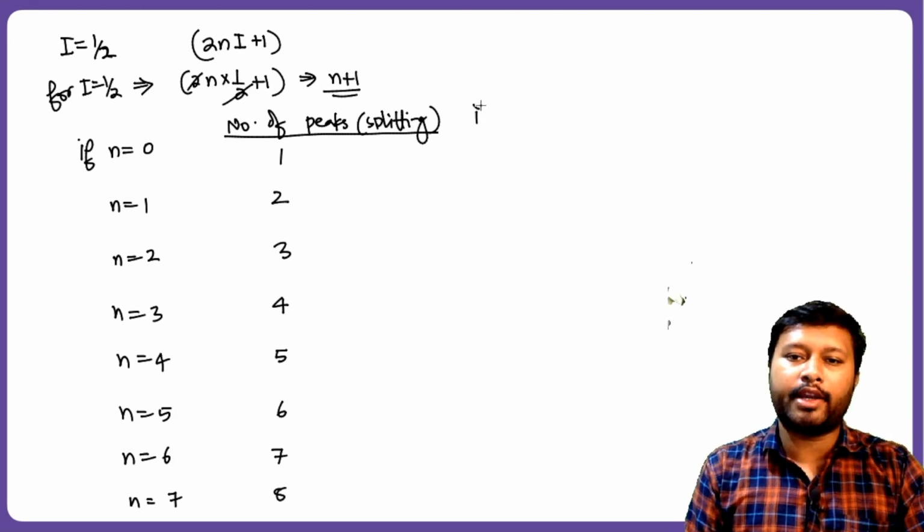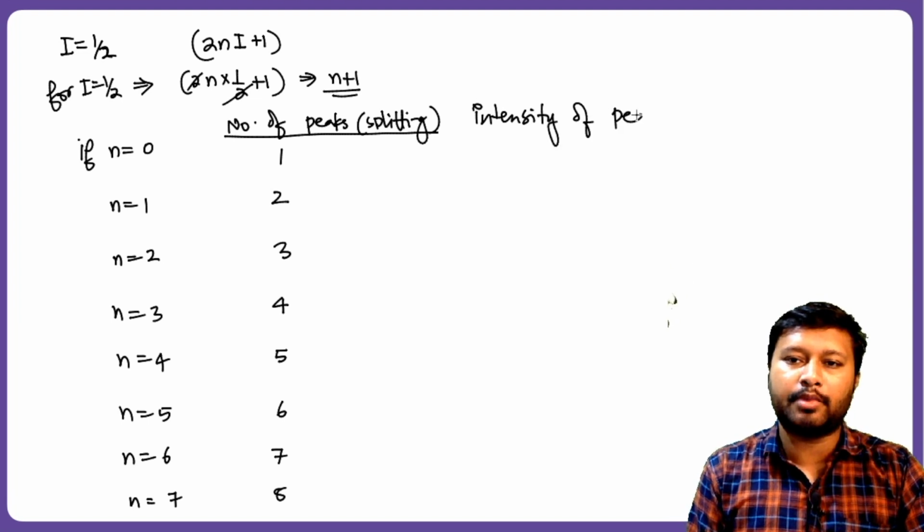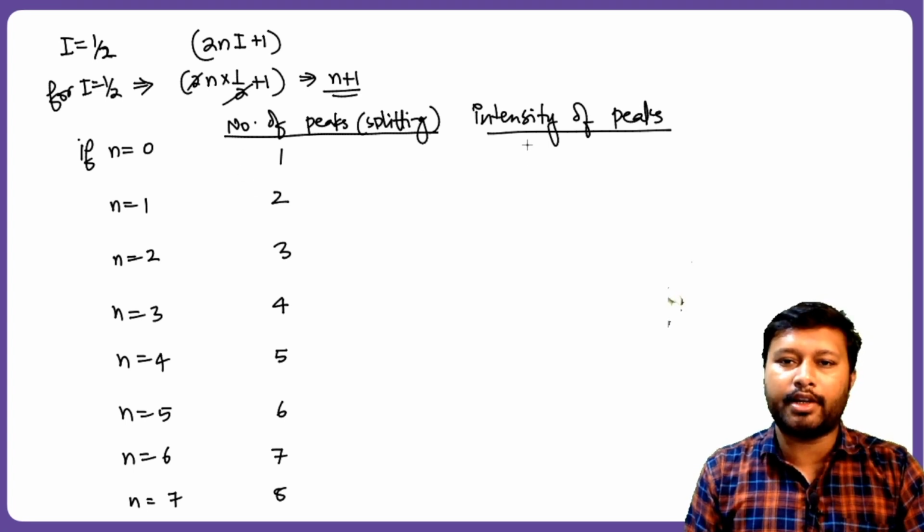Now let's talk about the intensity of these peaks. It's pretty simple to do that. If it is one peak, the intensity will be 1. If there are two of them, then the intensity will be 1:1.